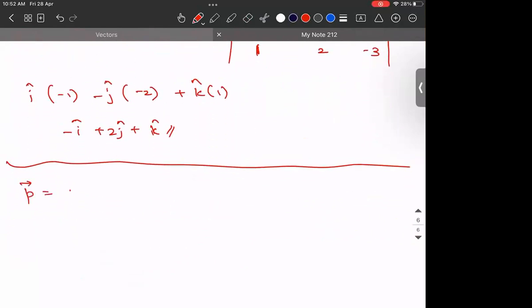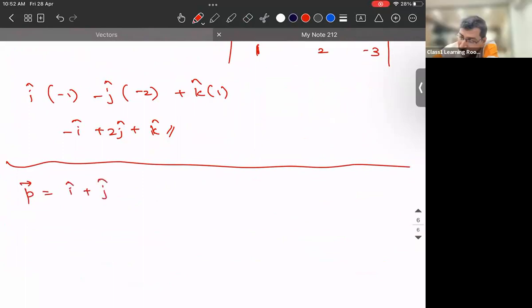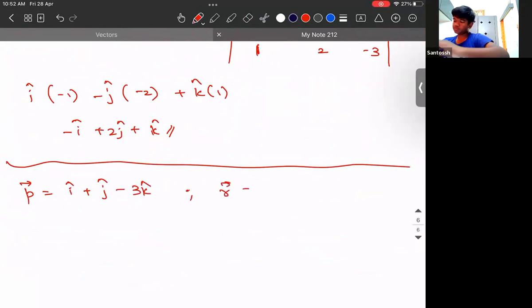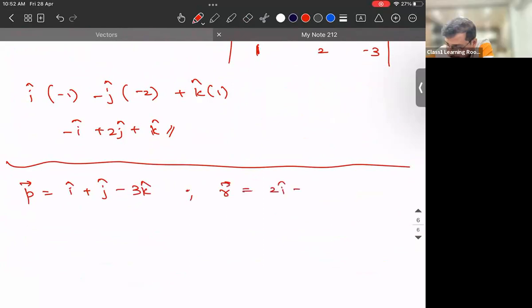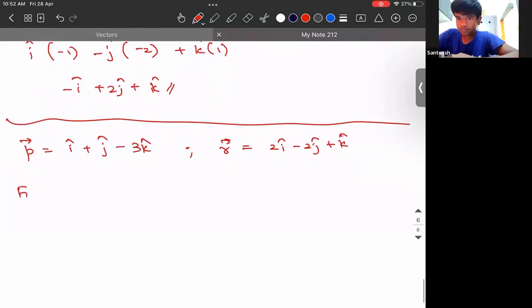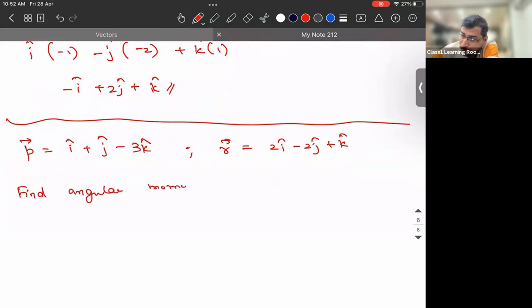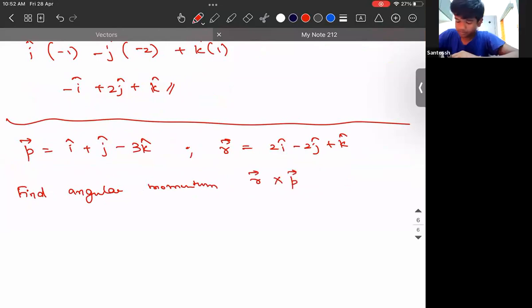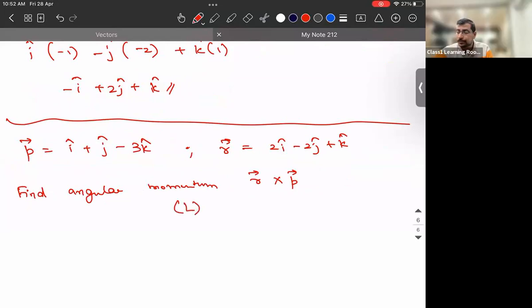So P vector is equal to I cap plus J cap minus 3K cap. And R vector is equal to 2I cap minus 2J cap plus K cap. Find angular momentum, which is given as R vector cross P vector. P vector is linear momentum. Angular momentum is represented with the symbol L. So find out.